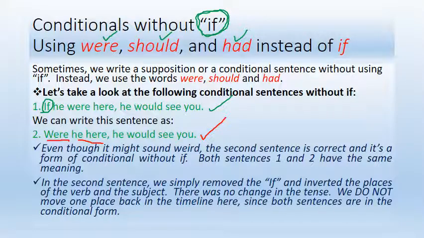All we did was, we want to write it without an if. We cross out the if, put the verb in front of the subject. Why? Only because it's a conditional. Were he here, he would see you. It's not a question, it's just a conditional without if. And this is how we do it. Okay?